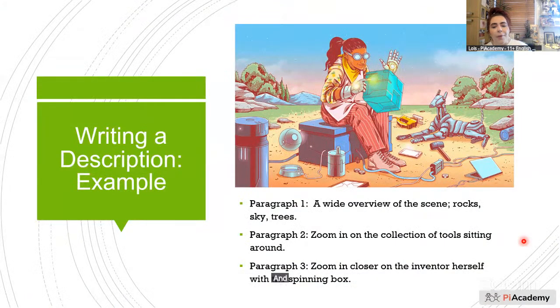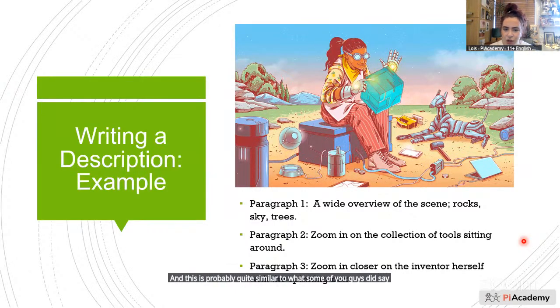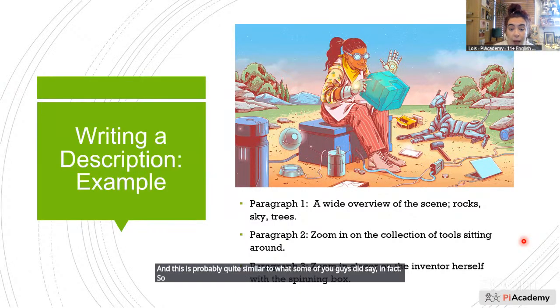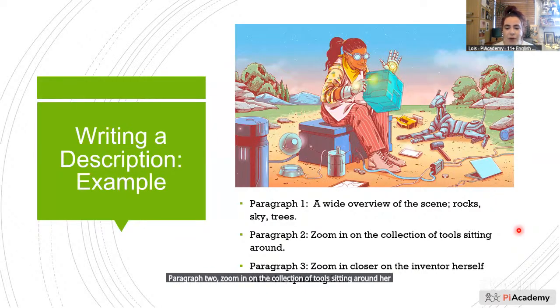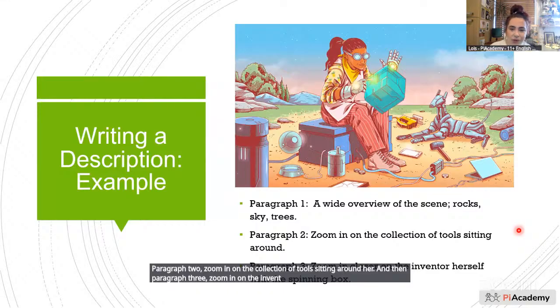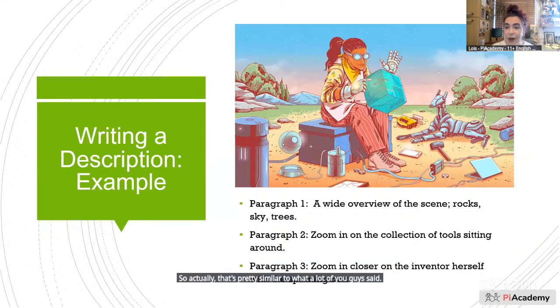And this is probably quite similar to what some of you guys did, in fact. So paragraph one, a wide overview of the scene, the rocks, the sky, the trees. Paragraph two, zoom in on the collection of tools sitting around her. And then paragraph three, zoom in on the inventor herself with the spinning box. So actually, that's pretty similar to what a lot of you guys said. So yeah, I think you could also perhaps bring in the dog in paragraph three. I think if I was doing this, I would do paragraph three and include the dog as well.